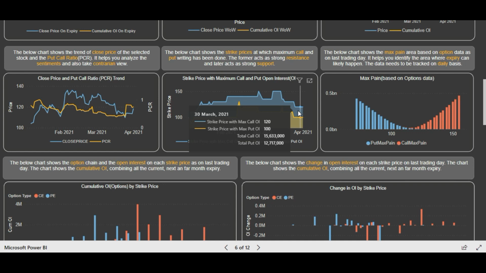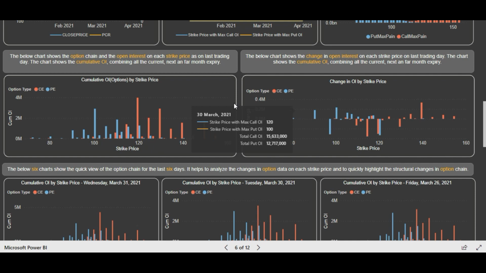You see the major support level is at 100 and the major resistance level is at 120, right? Right now the maximum call writing is at the 120 level, so this will act as a resistance. Now let's see what has happened in the past day, the last trading day.